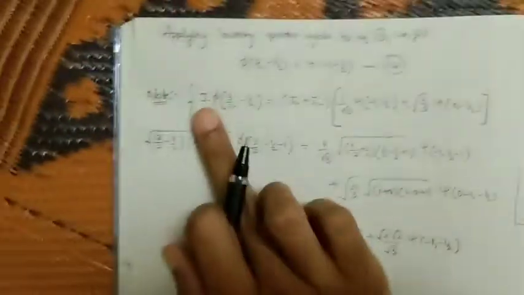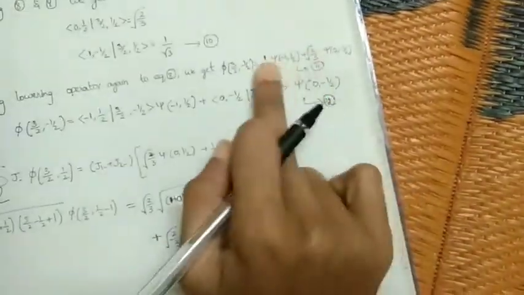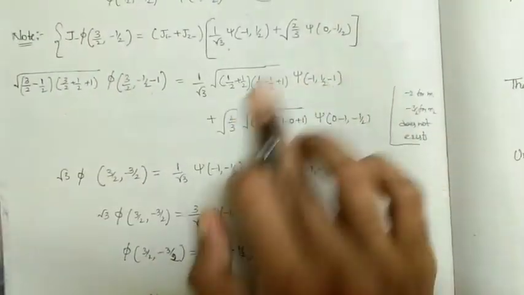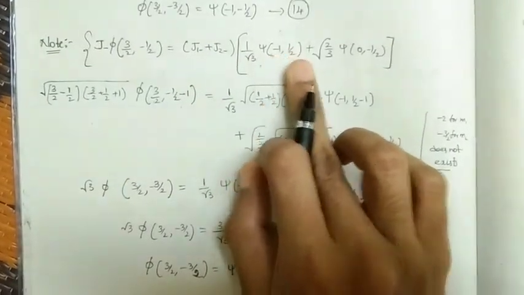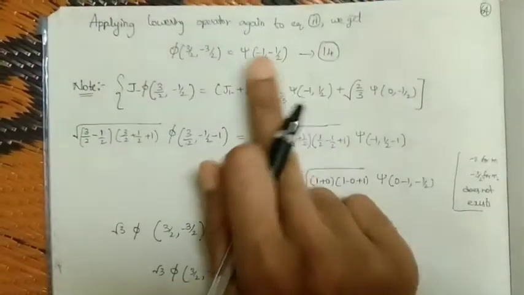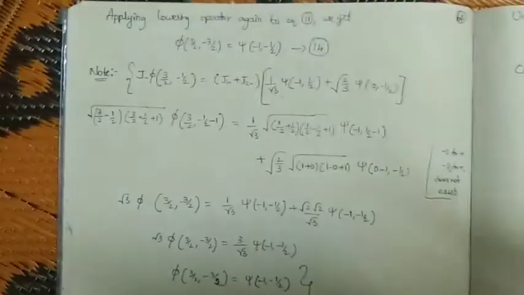J minus on |3/2, -1/2⟩, that is J1 minus and J2 minus on this entire equation: 1 by root 3 ψ(0, -1/2), ψ(-1, 1/2), and root 2 by 3 ψ(0, -1/2). So if we apply and simplify, we would get this equation. How we are getting that, we will see now.